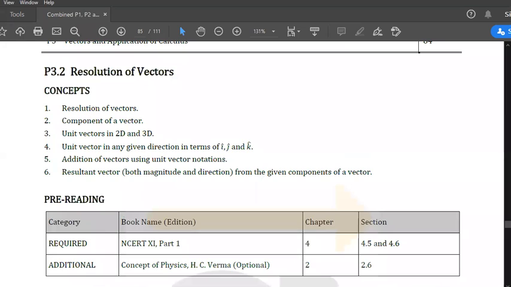I hope all of you should. Yeah, very good, right? So most of you understood. Now the second topic that we studied, which was very important, was resolution of vectors. So who will tell me what is resolution of vector?